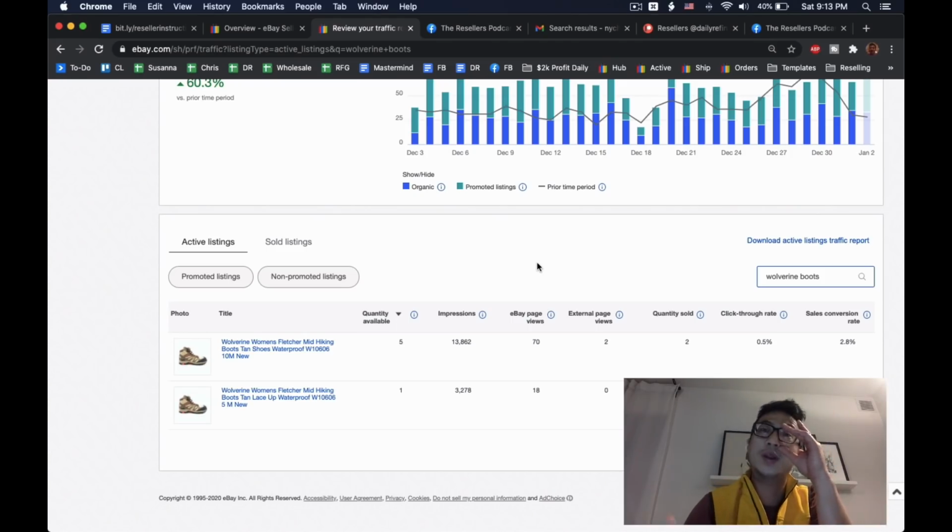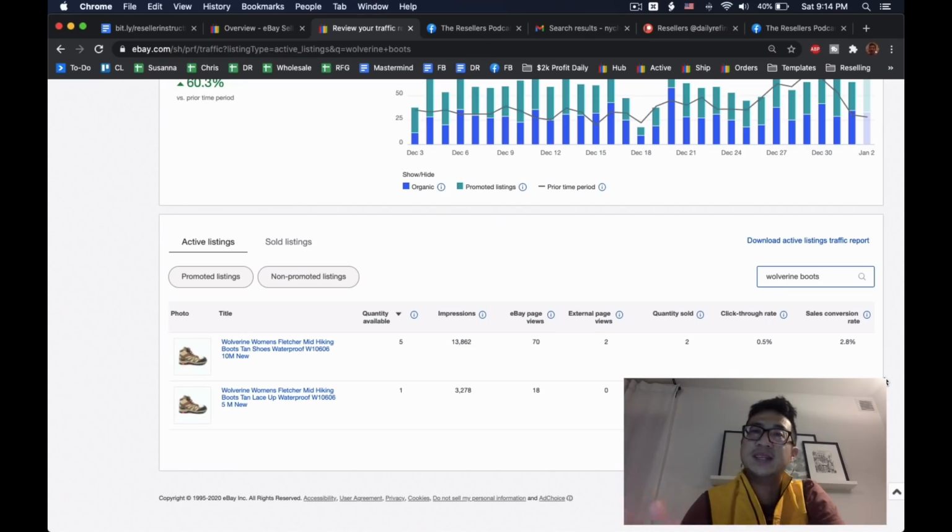One is size 10, one is size 5. Normally, I would never pick up size 5 because of these reasons. You can see here, impressions-wise, eBay only gave 3,200 impressions to the size 5, and they gave 13,000 impressions to the size 10. So almost triple the traffic to the size 10. This is just because size 10 is more popular and it's searched more. If you scroll over to the right, you can see that my sales conversion rate is 2%. That means 2 out of every 100 people who click on this listing are actually going to buy this pair of shoes. Versus the size 5, I haven't sold a single one.